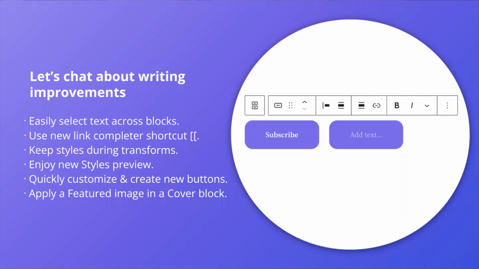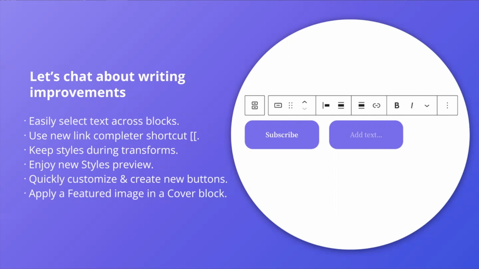To dig in, you can now easily select text across multiple blocks and edit to your liking. You'll have access to a new link completer shortcut that opens up a list of internal items to select from. You can keep styles when transforming certain blocks from one type to another, like a paragraph to a code block. You'll enjoy the new styles preview that cleans up the block styles section.